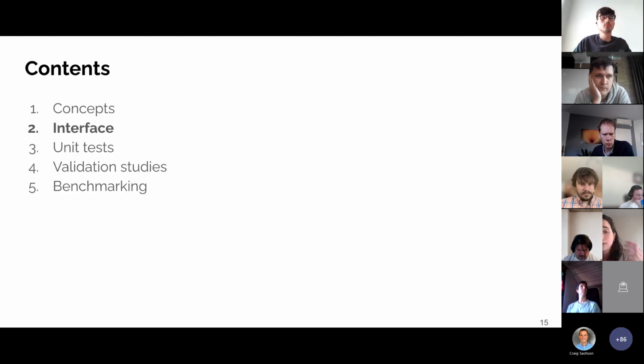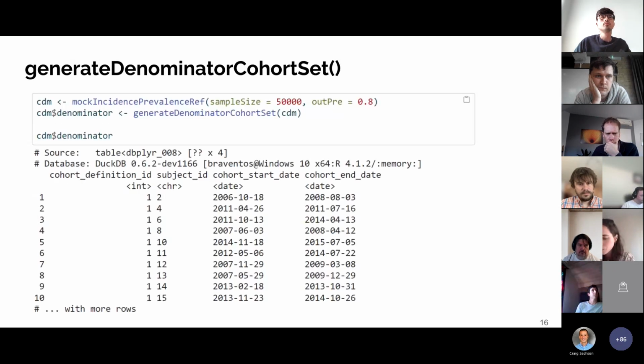And then in terms of the interface, we wanted to do an interface that was very easy to use for the users. So I'm going to briefly show how it looks. The package works with CDM connector that generates a CDM reference to connect to the database. Here, just to show an example, we use a function within the package called mock incidence prevalence ref that generates an example of this CDM reference.